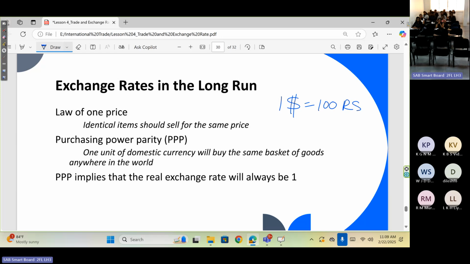Exchange rate is 100 rupees to the dollar. What the law of one price says is, assume an identical product. For example, a book in Sri Lanka is 100 rupees. The same book in the USA, when you visit the USA, then you are going to purchase that book.